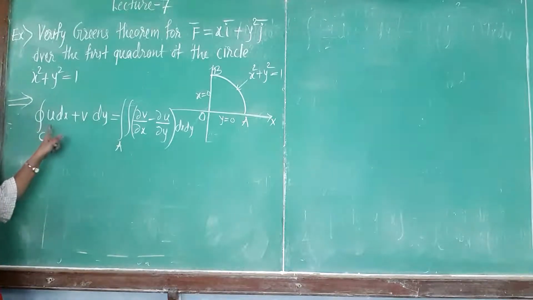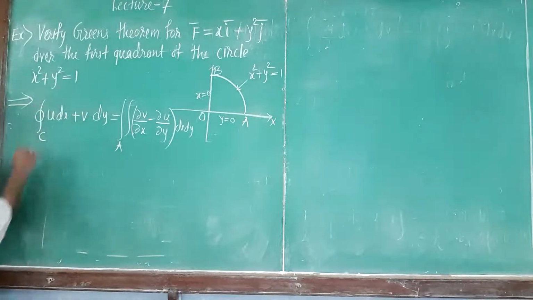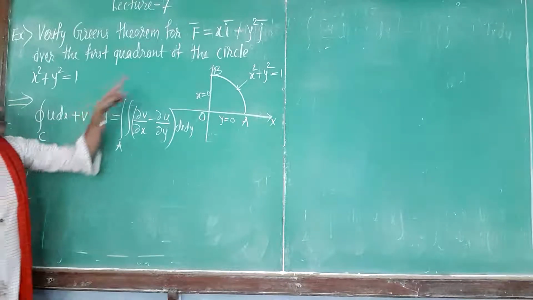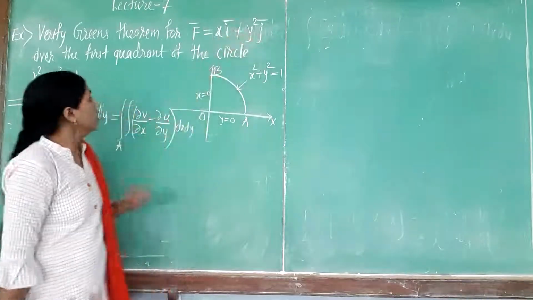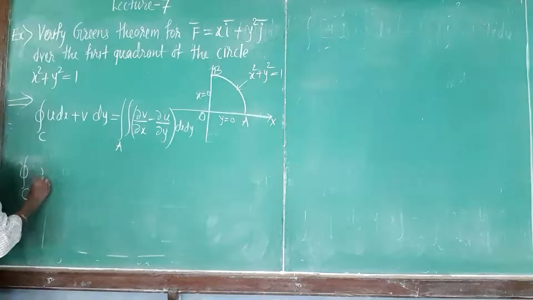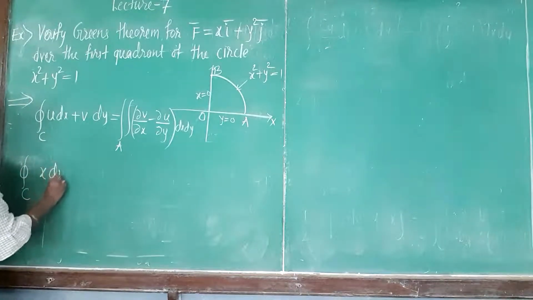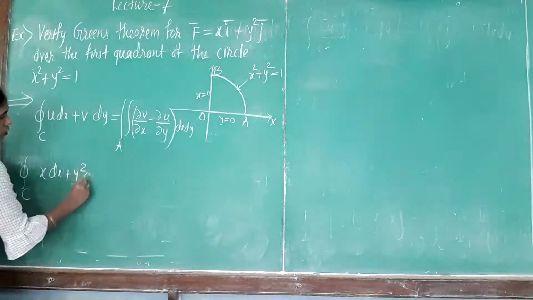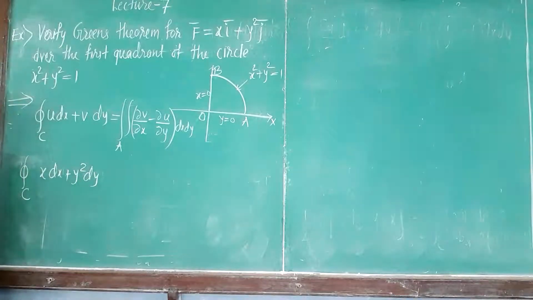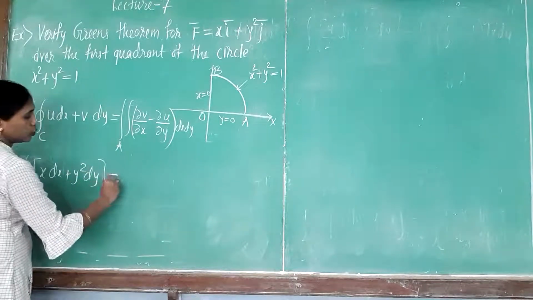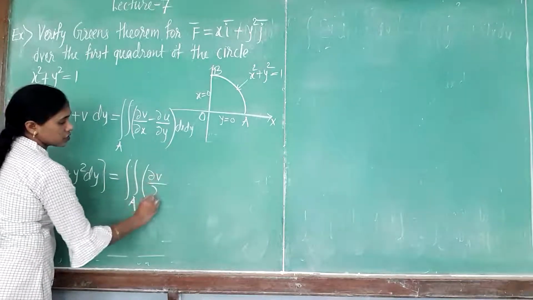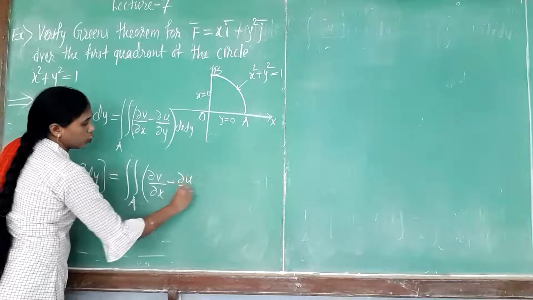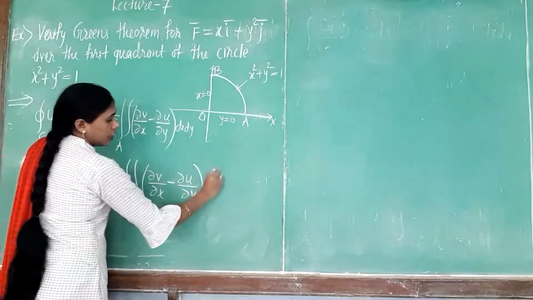Before that, we want u dx plus v dy. What is u dx? It is the integral over C of u dx, where f vector is given as x i plus y square j. So it is x multiplied by dx plus y square multiplied by dy. It is equal to the double integral over A of del v by del x minus del u by del y dx dy.